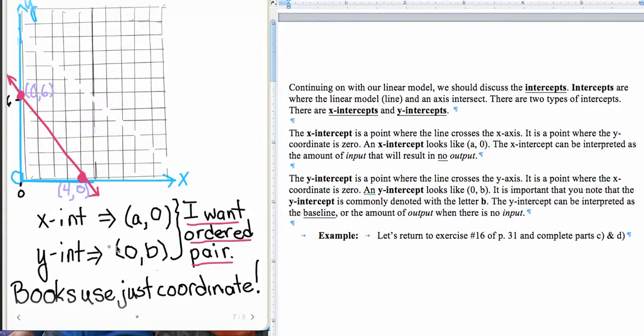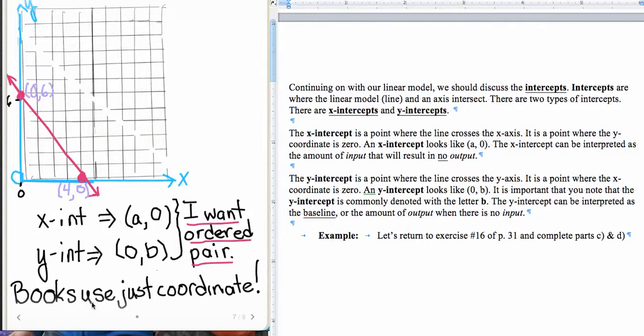Now the y-intercepts look like (0, b). We always use b to indicate that we are talking about a y-intercept. That is an across-the-board commonality. If you want to know why, you can Google it and you'll find out the answer. When I ask for an intercept on paper at any point in time, I do want you to give me an ordered pair. By the way, I abbreviate ordered pairs as OPs.